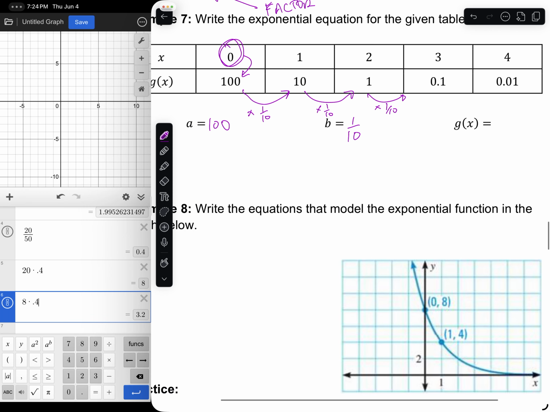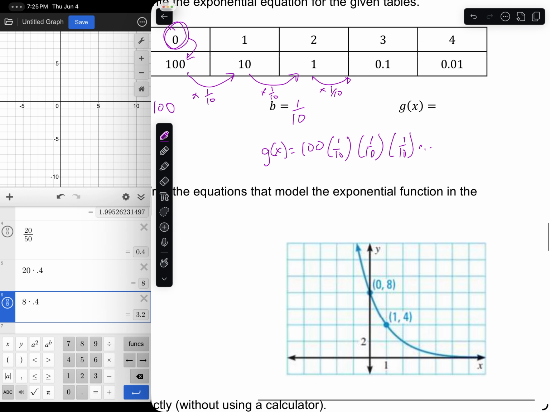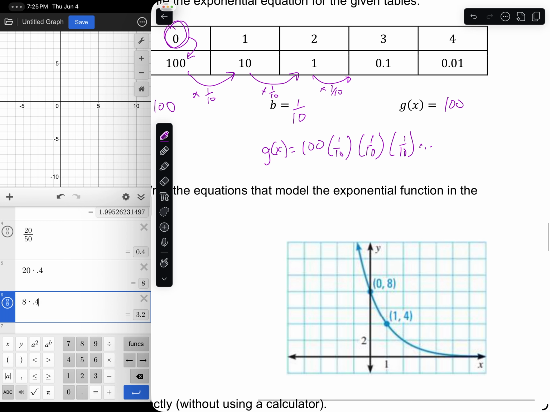So then it wants my equation. Well, I like to do the long one. So g of x is my starting amount times 1/10 times 1/10 times 1/10 over and over and over. So my equation will be 100 times 1/10 to the power of x.